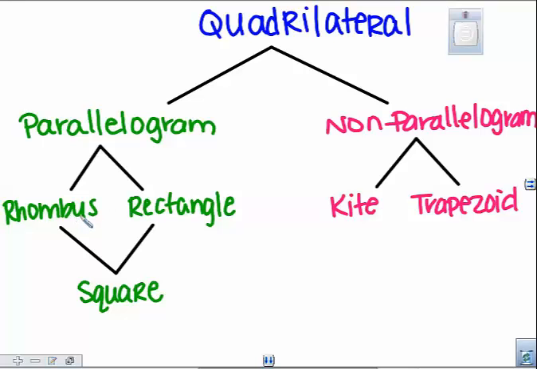So if it helps you think of this as a family tree, the square is the little baby to rhombus and rectangle. It has attributes of both of those. So this is just a helpful little flow chart to help you remember what goes where and what falls into the category of parallelogram and what does not.